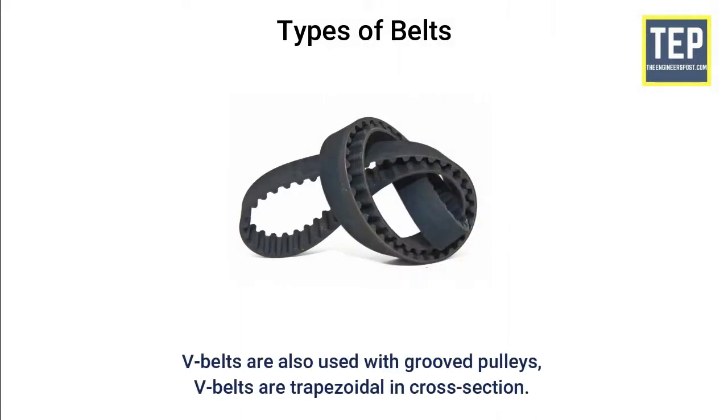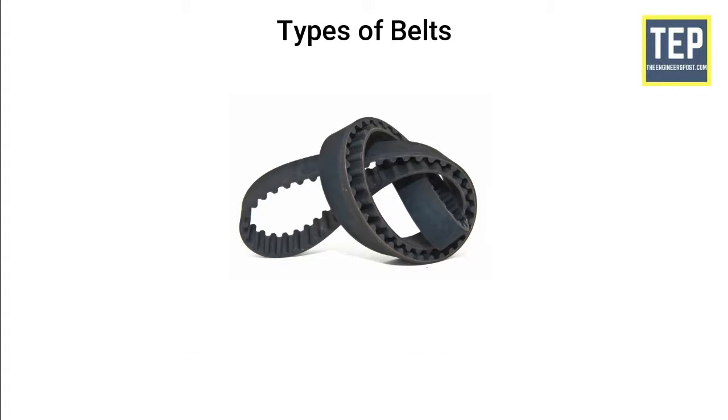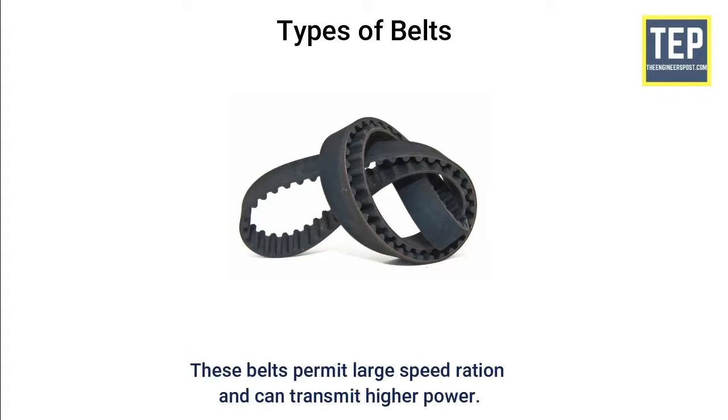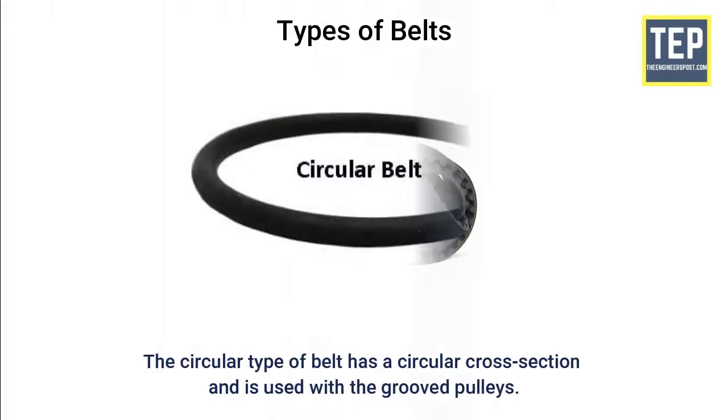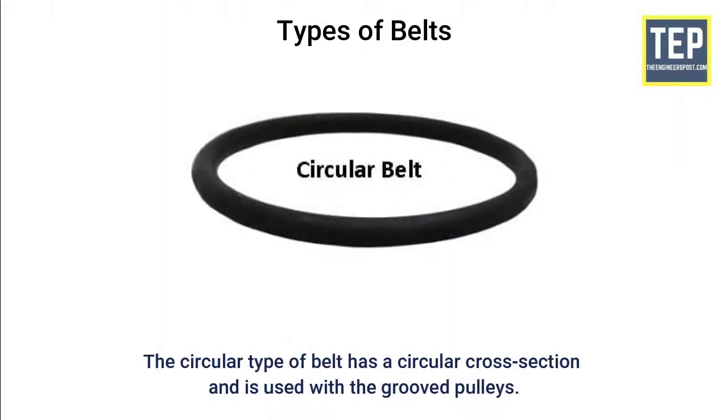V-belt. V-belts are also used with groove pulleys, and are trapezoidal in cross-section. These belts permit large speed ratio and can transmit higher power. Circular belt. This type of belt has a circular cross-section and is used with groove pulleys.